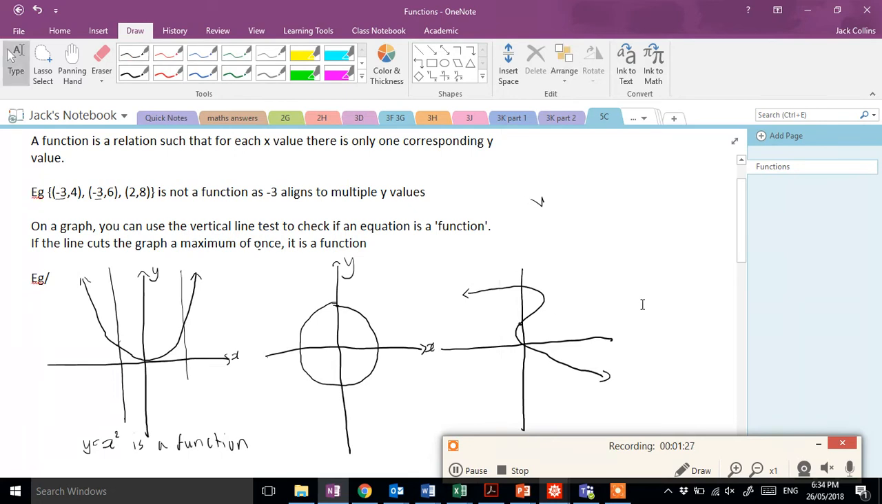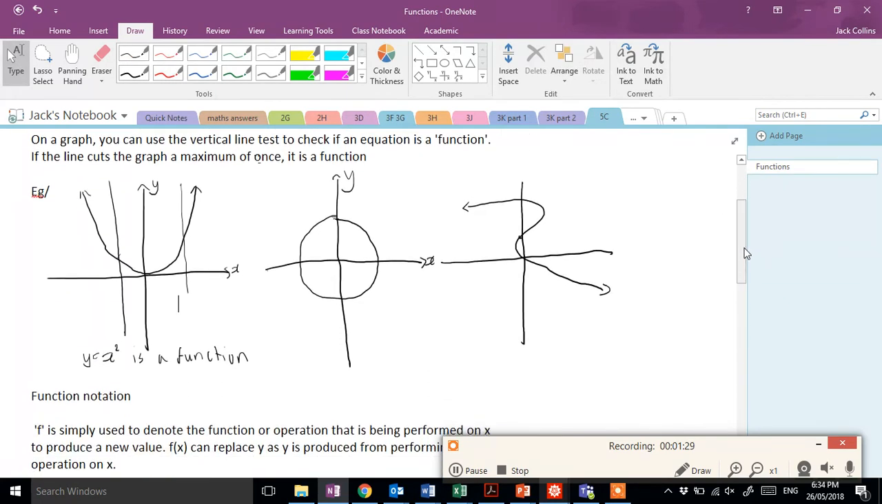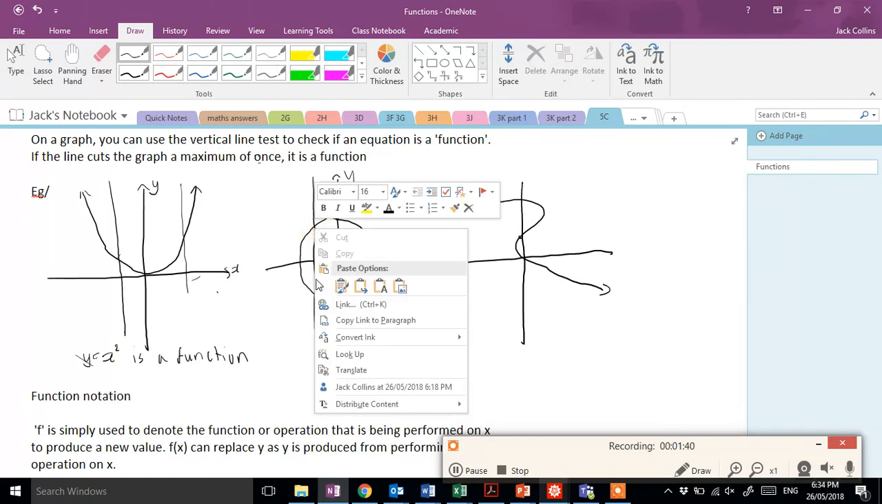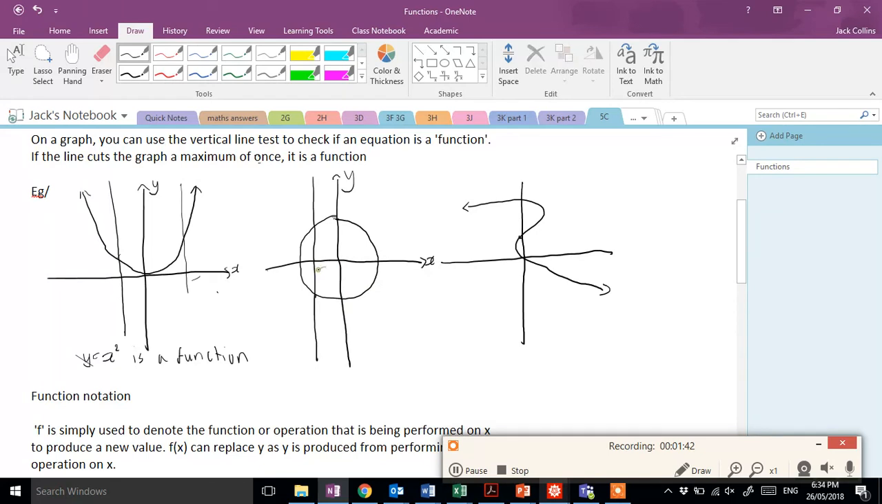Moving on to this circle, you can see if you pick a point and draw a line here, you can see that it intersects at 2 points. So for that x value, which could be -2, there are two separate y values. Therefore, this circle is not a function.